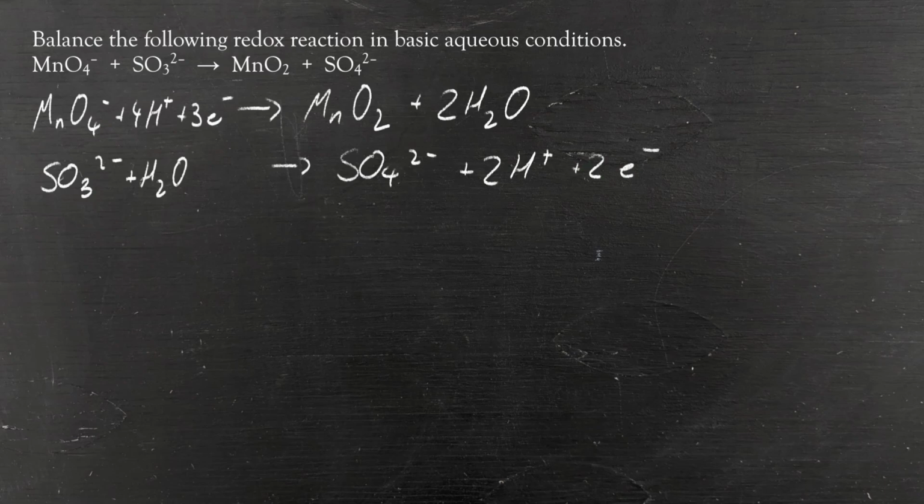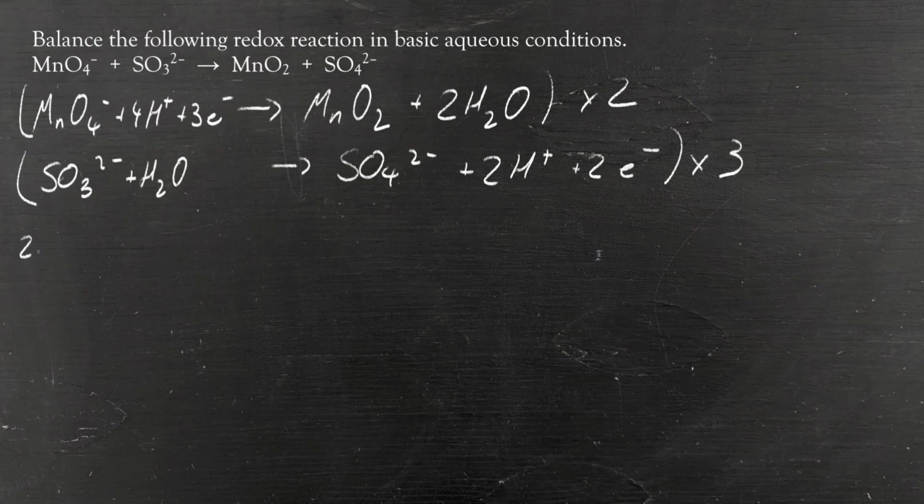Looking at our 2 half equations, we don't have the same number of electrons for each line. So we'll account for this by multiplying our top equation by 2 and our lower equation by 3. This should give us 6 electrons for each half equation. So now let's add them together.